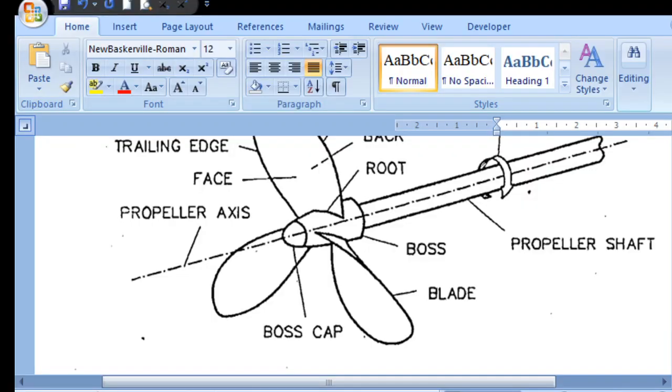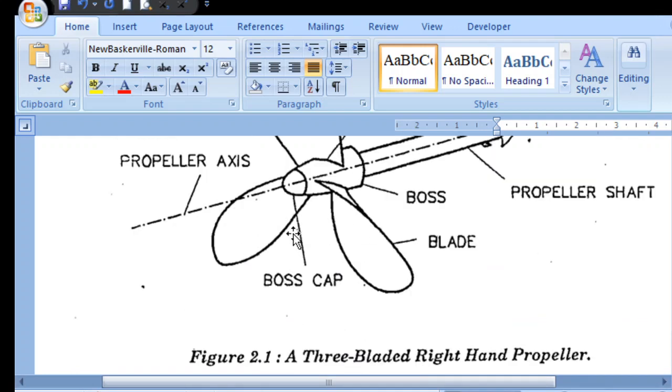So based on this skew angle, you can define highly skewed or moderately skewed. Also, skew can be defined as biased skew or unbiased skew. I will just show you through this document. Okay.